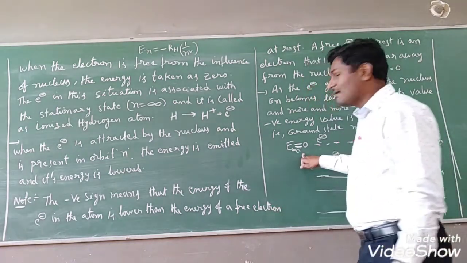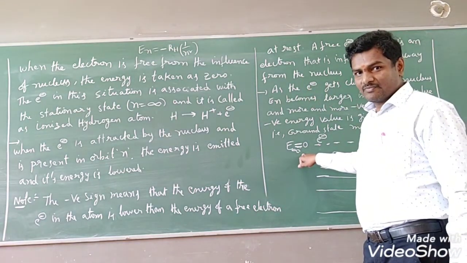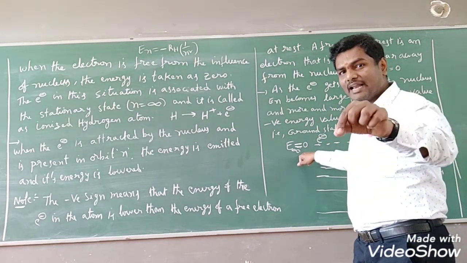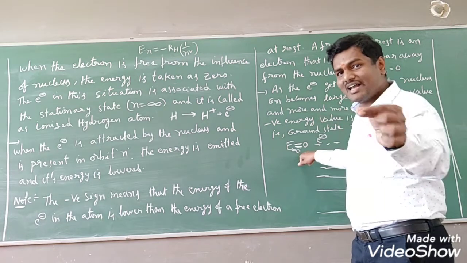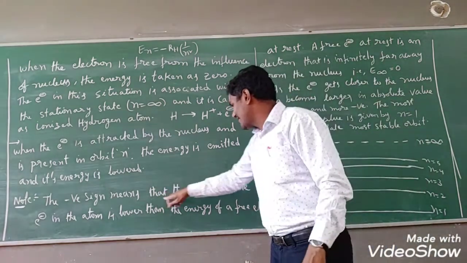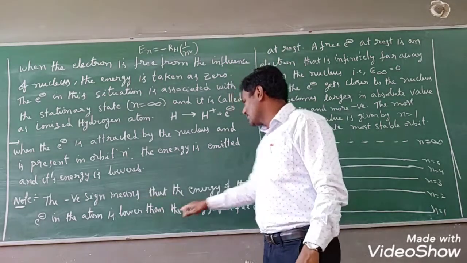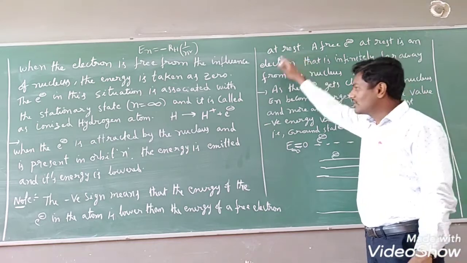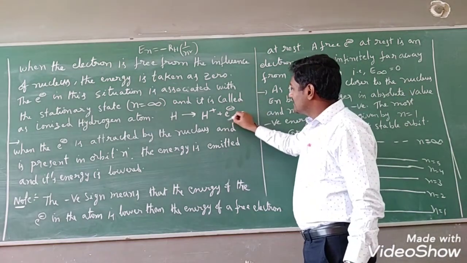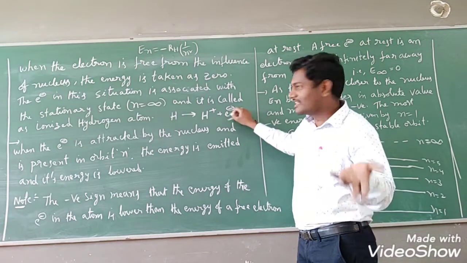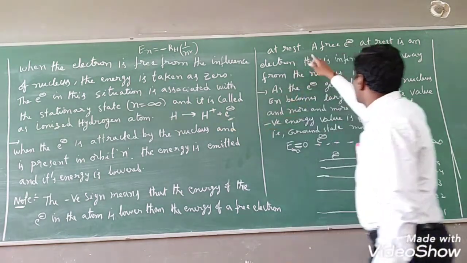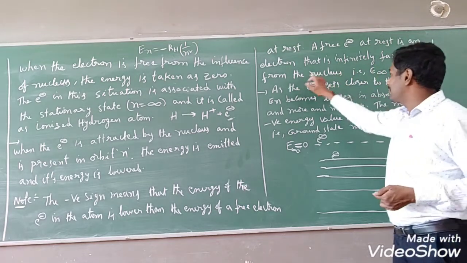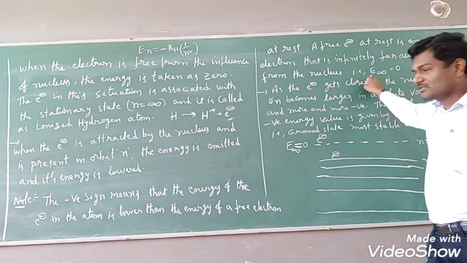Energy of free electron is how much? 0. But if the electron is present in a particular orbit, you will get a negative value. Negative value means lower than 0 or not? Yes, it is lower than 0. That's why the energy of the electron in the atom is lower than the energy of a free electron at rest. Rest means what? Here it is at rest only. It is not influenced by the nucleus because the nucleus is not there in the species. Right? So a free electron at rest is an electron that is infinitely far away from the nucleus.